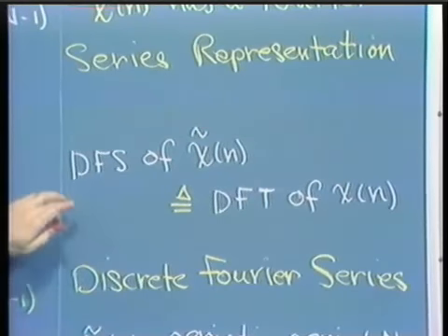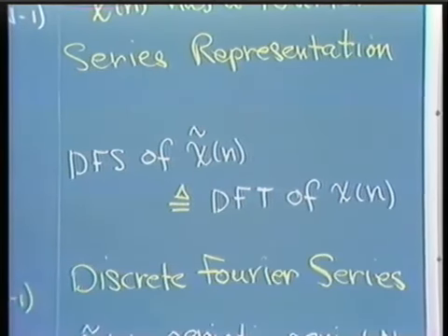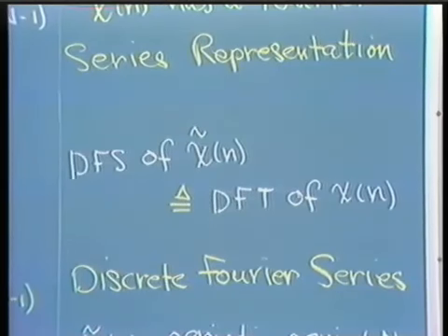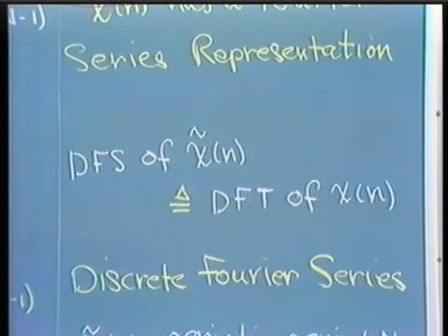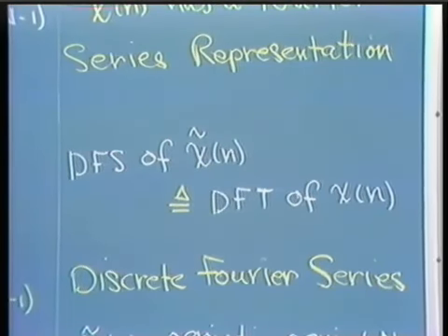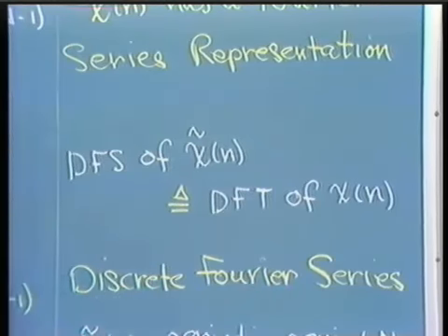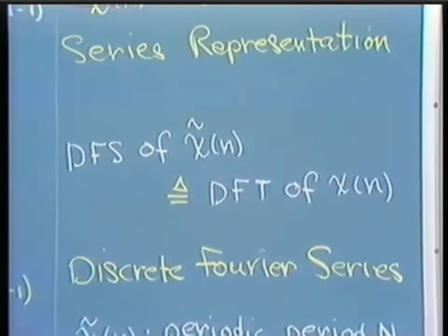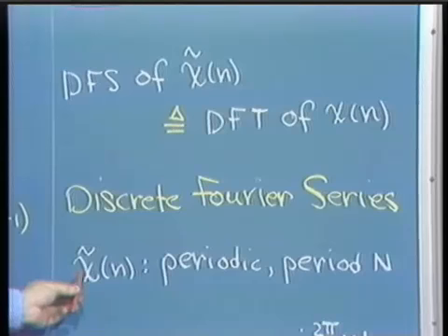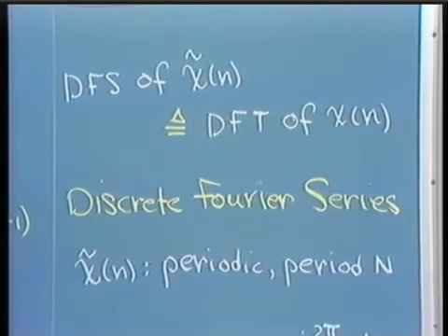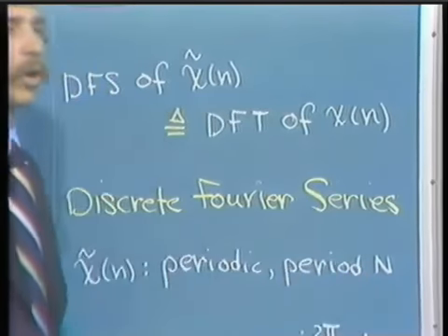So let's begin then with a discussion of the discrete Fourier series of periodic sequences, with the idea that we'll be applying that representation to the representation of finite length sequences. And that representation is what will correspond to the discrete Fourier transform. Okay, so we want to talk about the discrete Fourier series. We're considering a sequence, x tilde of n, which is periodic, and its period we'll call capital N.